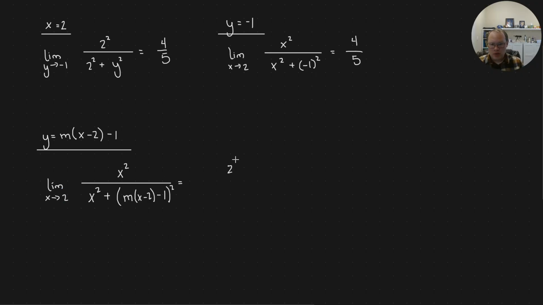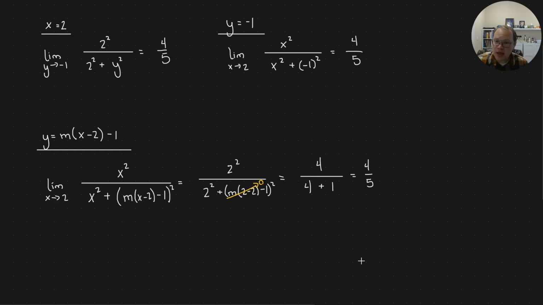Okay, so we do have to be a little bit more careful here. There's a little bit more going on. So 2 squared on top, 2 squared on bottom, plus m times 2 minus 2 minus 1 squared. Okay, 2 squared on top, that's 4. And on bottom, this 2 squared is 4. And here, 2 minus 2 is 0, times the m is 0. So all of this goes to 0. I just have the -1 squared. -1 squared is 1. I get 4/5.